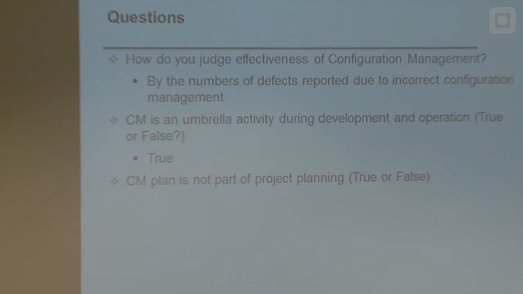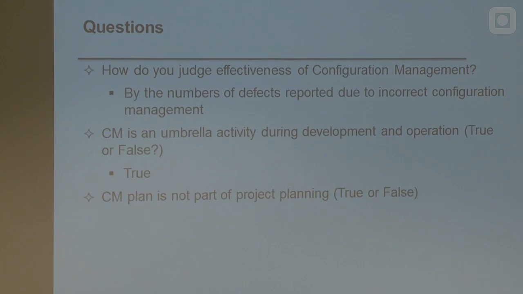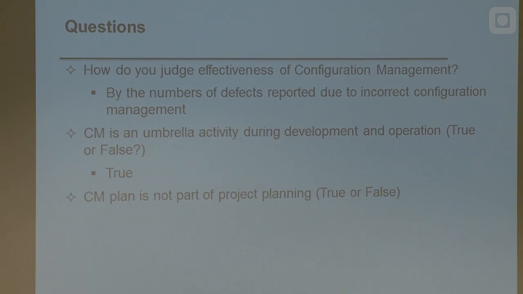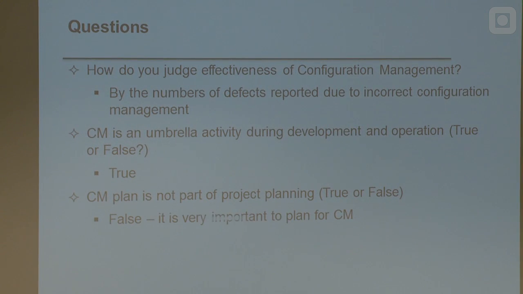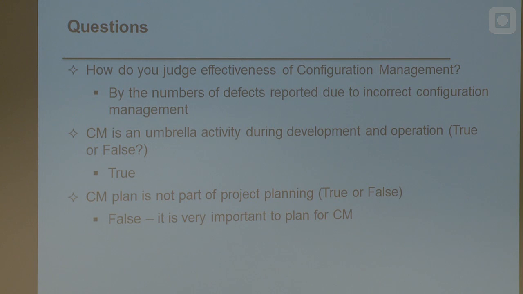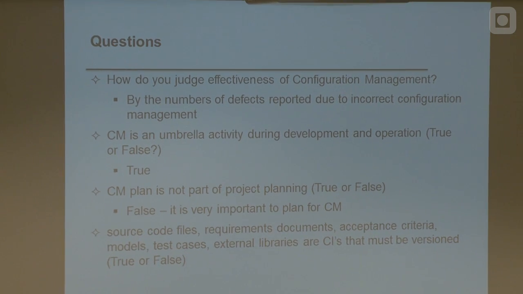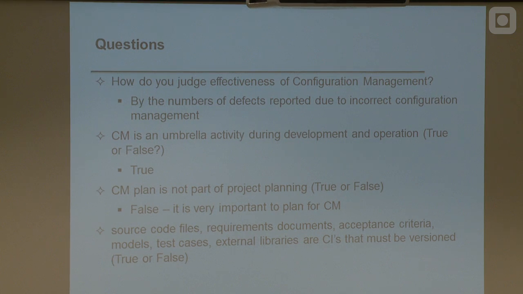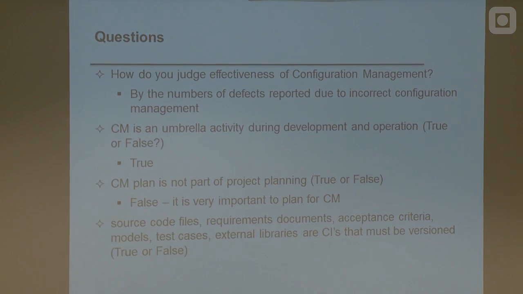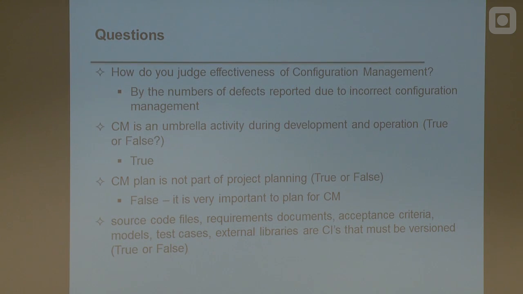CM plan is not part of project planning. Is it true or false? It's false, because we saw already when we saw the planning of the plan for the Eclipse project that CM was part of the planning, and because I tell you that planning for CM is a very important part of project planning. Last question: source code files, requirements document, acceptance criteria, models, test cases, external libraries are configuration items that must be versioned. True or false?